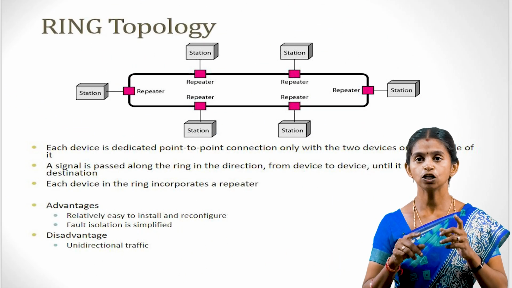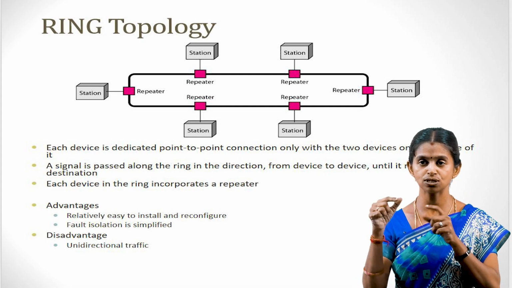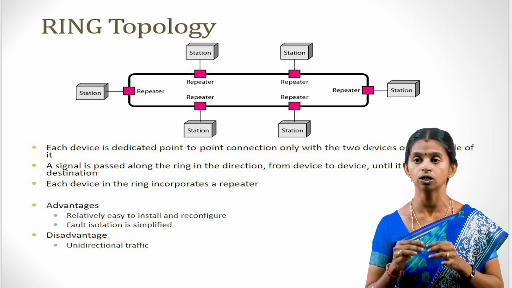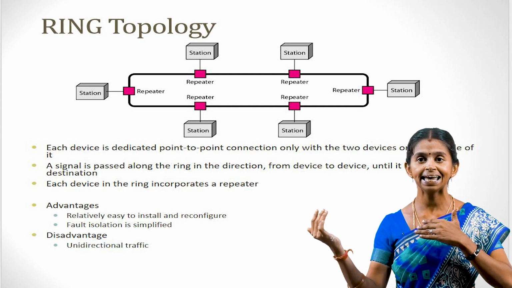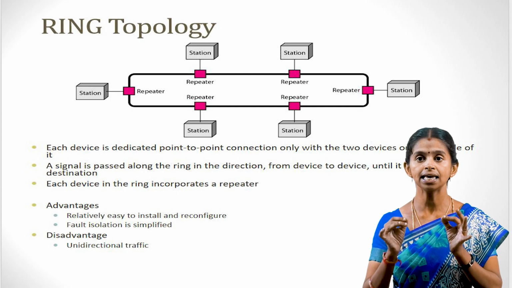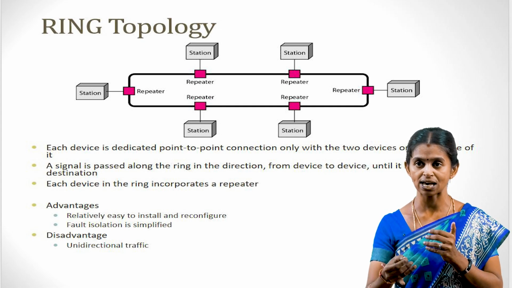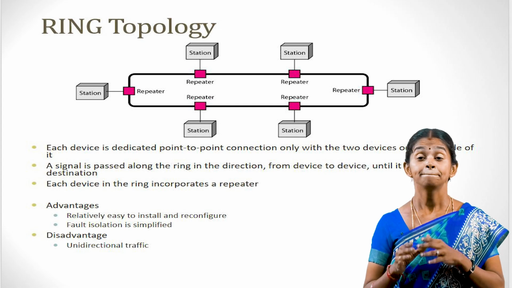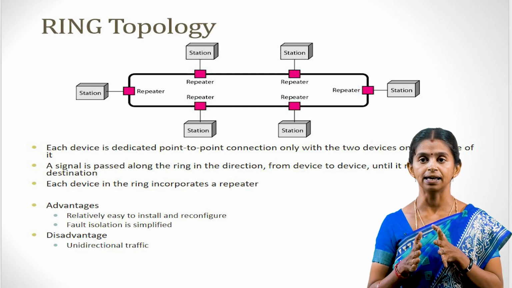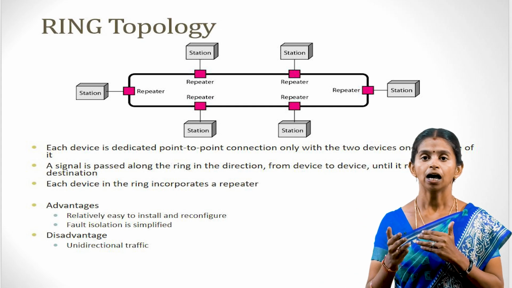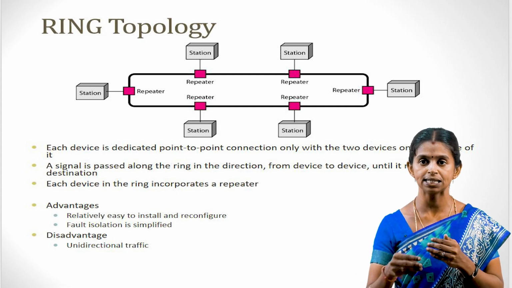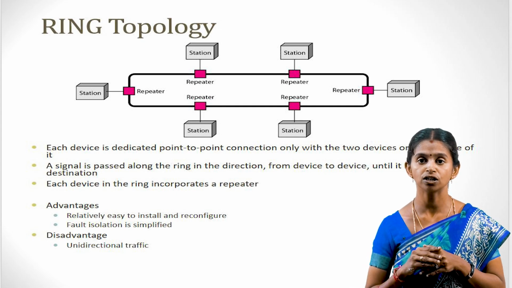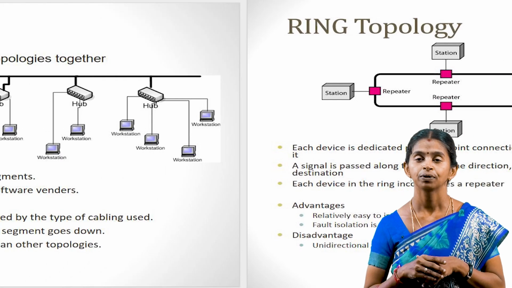Ring topology. In a ring topology, more than one device is dependent on the next device. That is, each device has a dedicated point-to-point connection only with the two devices on either side of it. A signal is passed along the ring in one direction, from device to device, until it reaches its destination. Each device in the ring incorporates a repeater. Advantages are that fault isolation is simplified and it is relatively easy to install and reconfigure. The disadvantage is unidirectional traffic.